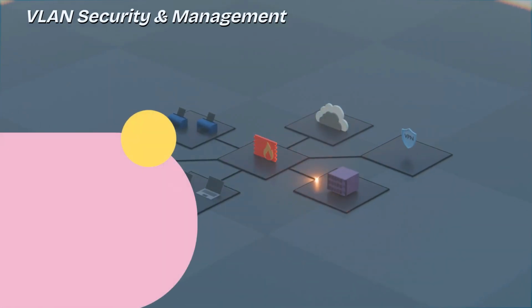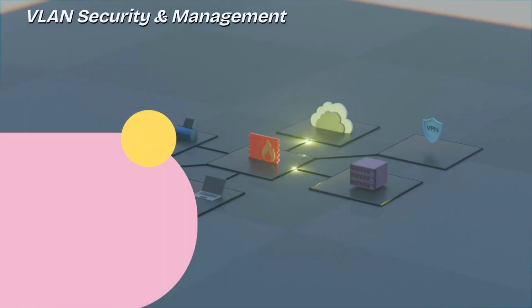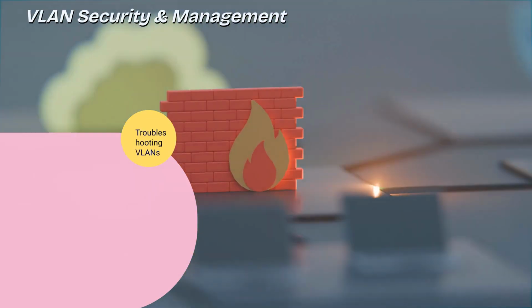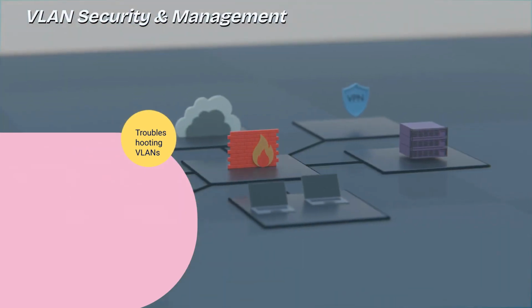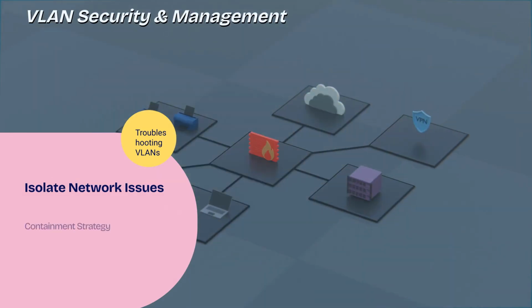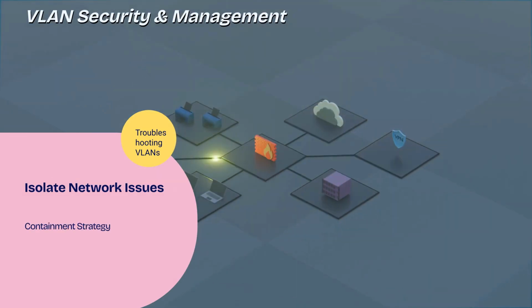But there's more to VLANs than just security and management. They can also help with troubleshooting. If there's an issue like a virus spreading or a device causing network problems, you can isolate it to one VLAN without affecting the entire network. This containment strategy can save you a lot of headache and downtime.